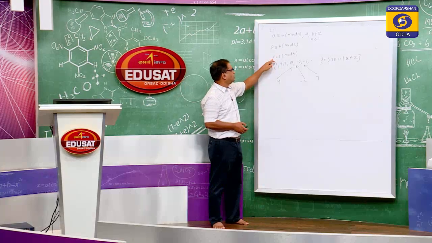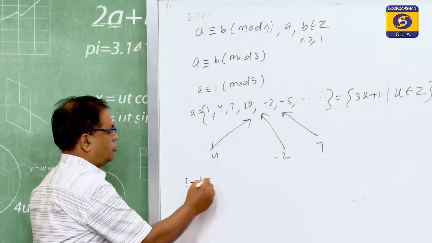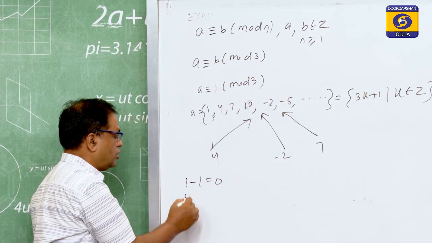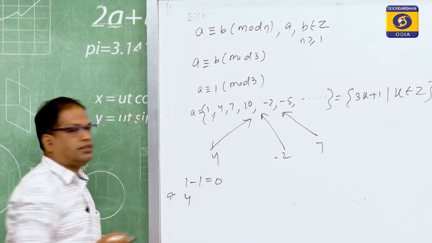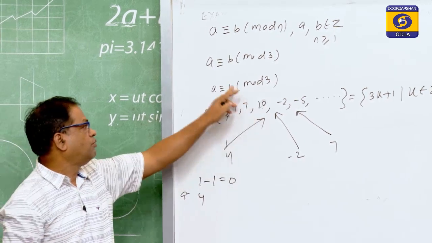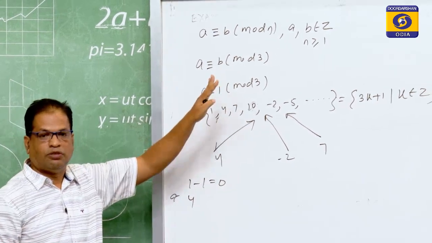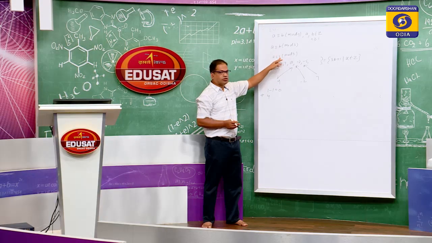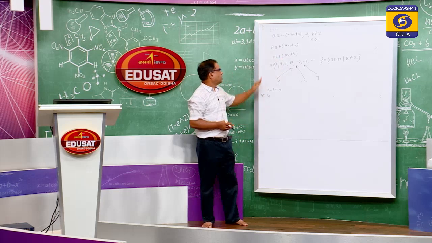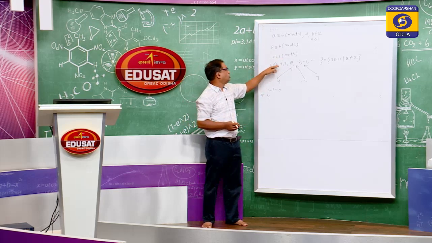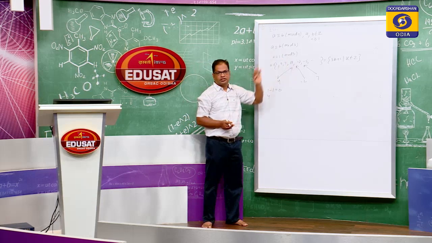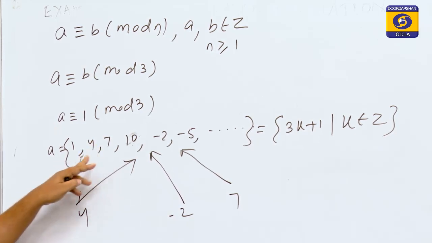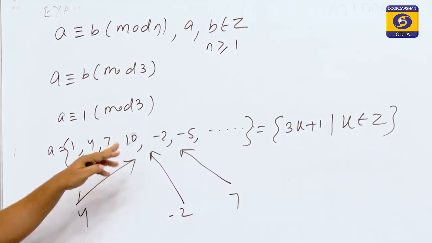Now, if you put 1 here, 1 minus 1 is 0. So, 0 is divisible by 3. If you put 4 in place of A, then 4 minus 1 is 3, that is also divisible by 3. Now, if you put 7, 7 minus 1 is 6, 6 is divisible by 3. If you put minus 2, minus 2 minus 1 is minus 3, also divisible by 3. So, actually A is congruent to 1 for an infinite set of integers. 1 is congruent to A and the number of values of A is infinite. So, 1 is congruent to 1, 4, 7, 10, minus 2, and so on.